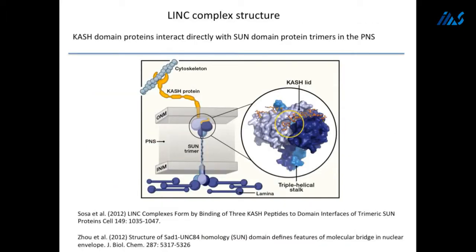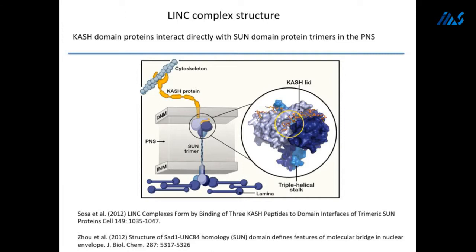Now, recently, Thomas Schwarz and Ulrike Kutay actually solved the structure of the mammalian SUN2 SUN domain, and were able to show that it exists as a trimer. And trimerization is mediated by this extended coiled-coil domain, which forms a sort of triple helical stalk-like structure poking up from the inner nuclear membrane.